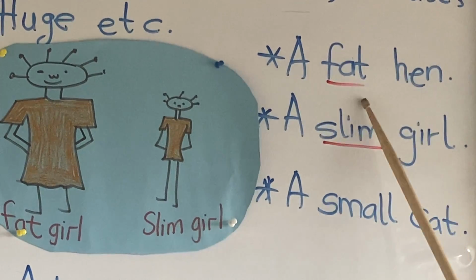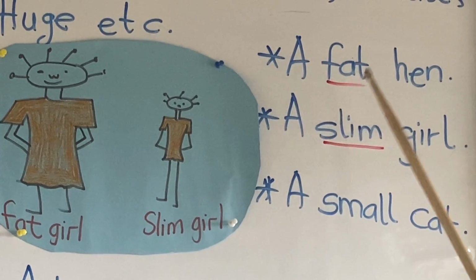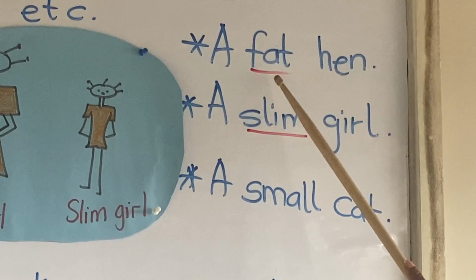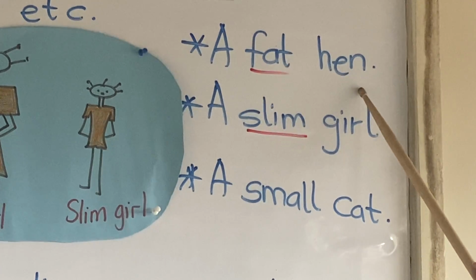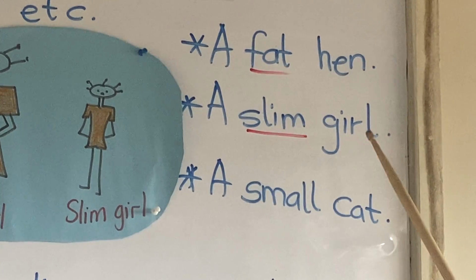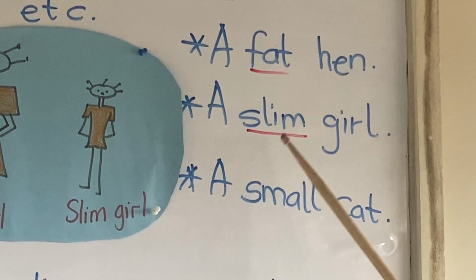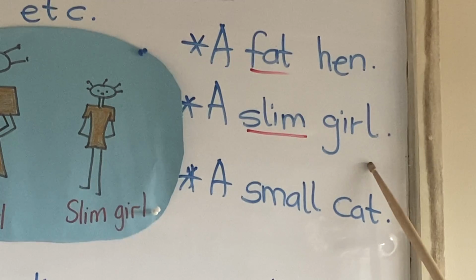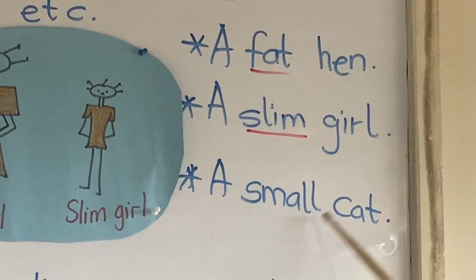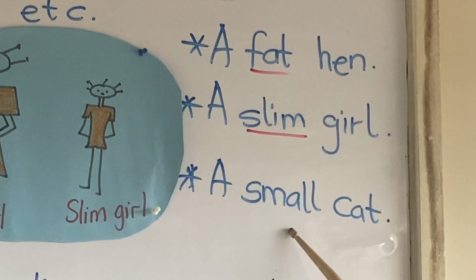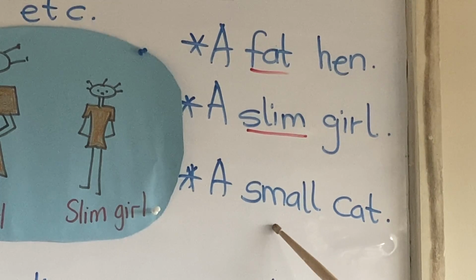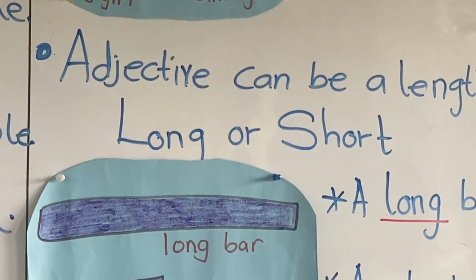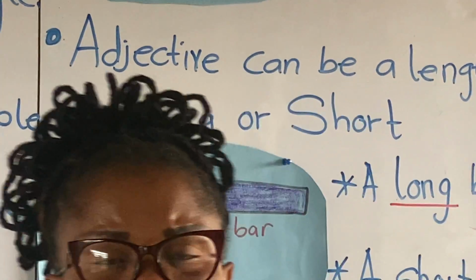Example, a fat hen. Fat here is an adjective because it is describing the hen. A slim girl. Slim here is an adjective because it is describing the girl. A small cat. Small here is an adjective because small is describing the cat. Let's look at another type of word.